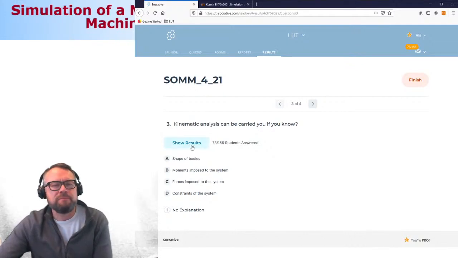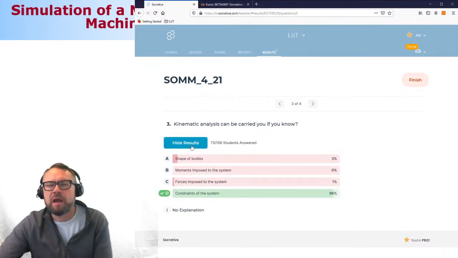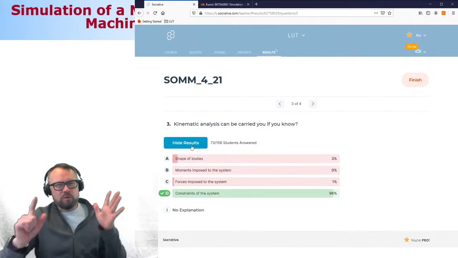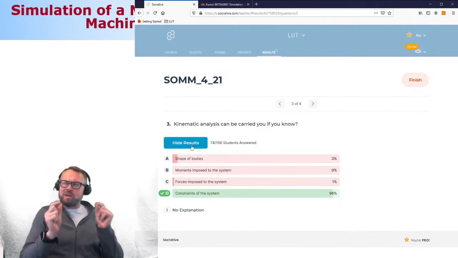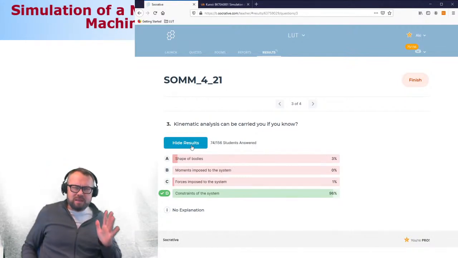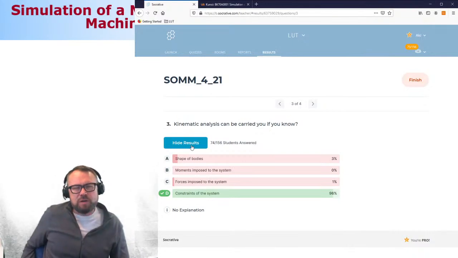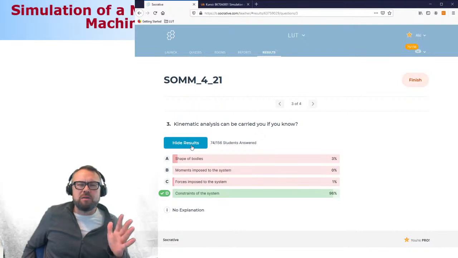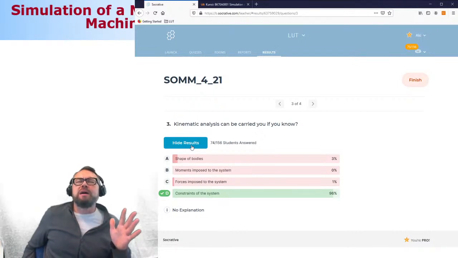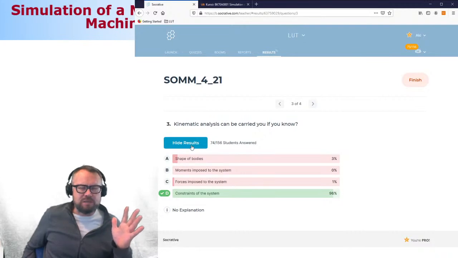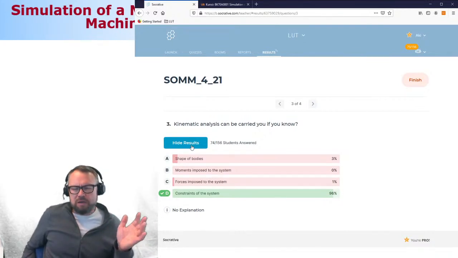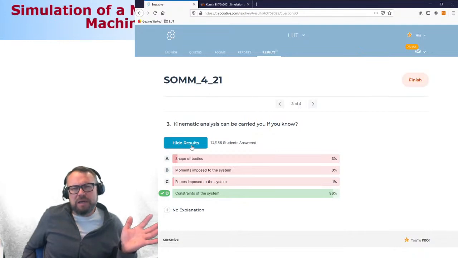So information you need to know is this. Look at that. So close, but not exactly. It's of course the constraint of the system. Forces. We have not mentioned a single word about the forces. I mean, maybe I have mentioned a single word about the forces, but we haven't really discussed those in detail. So that's already a hint to you that it cannot be the correct answer.